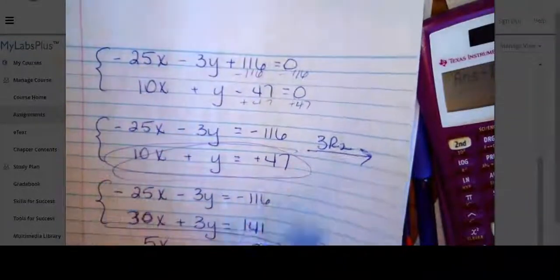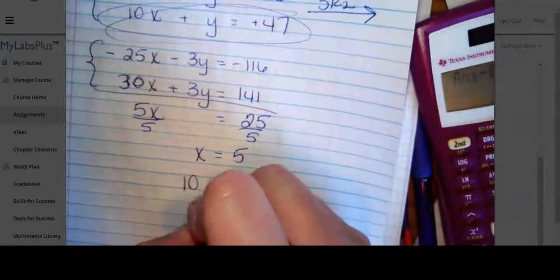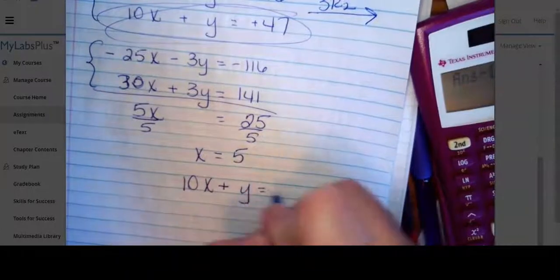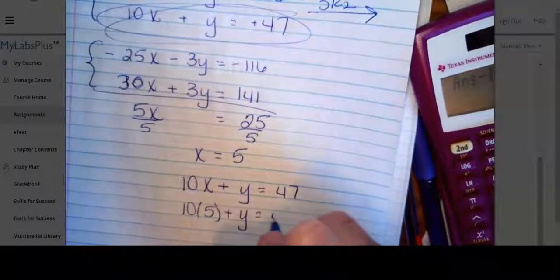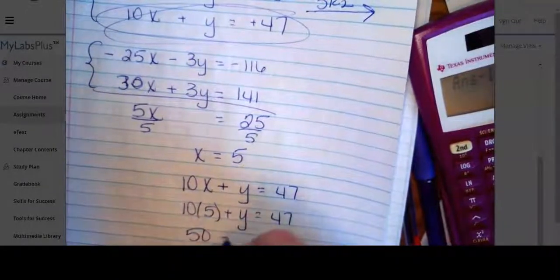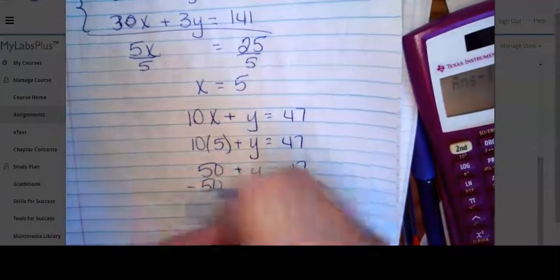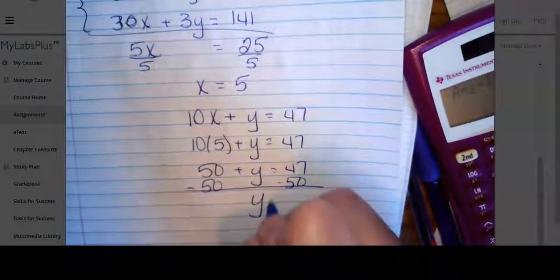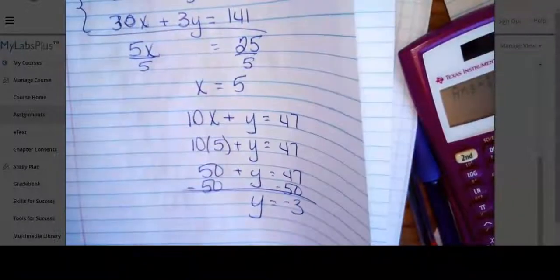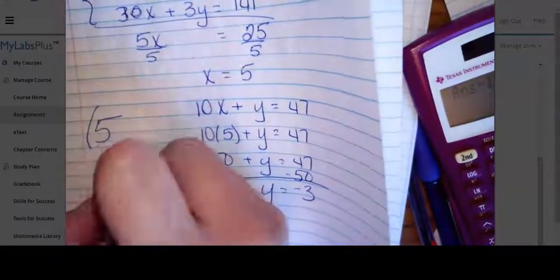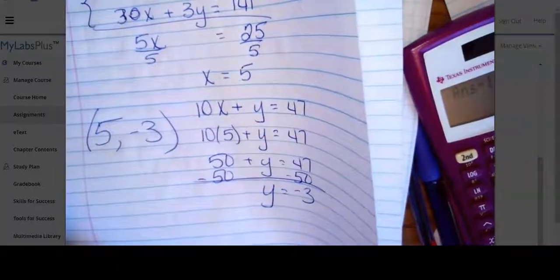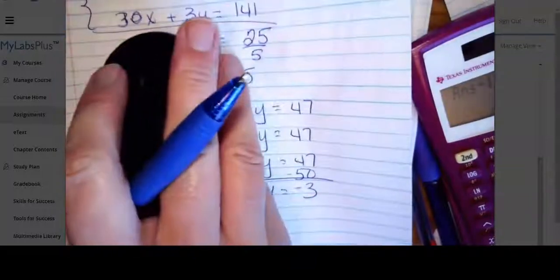I think this is the easier one to manhandle, so that's the one I'm going to choose. So I've got 10x plus y is 47. So 10 times 5 plus y is 47. 50 plus y is 47. So I get y equals negative 3. So you have a single solution. Order matters, okay? Your solution is x is 5 and y is negative 3. So that's where those two lines cross.